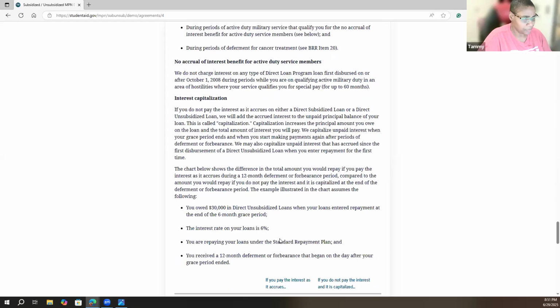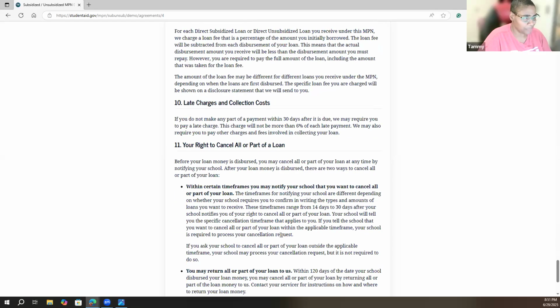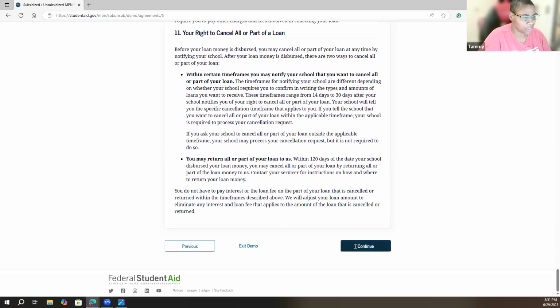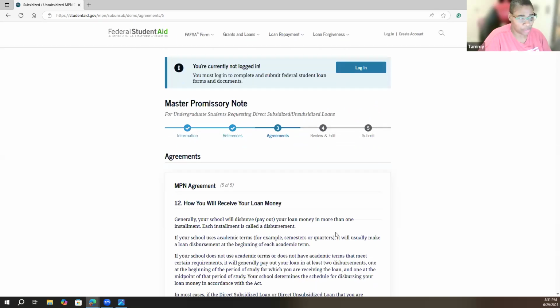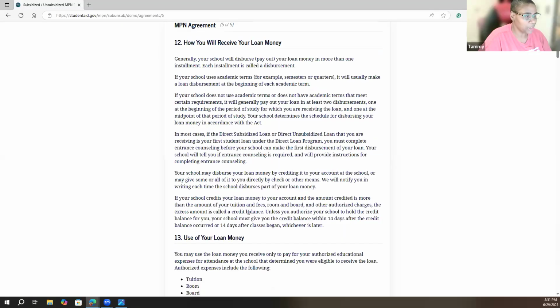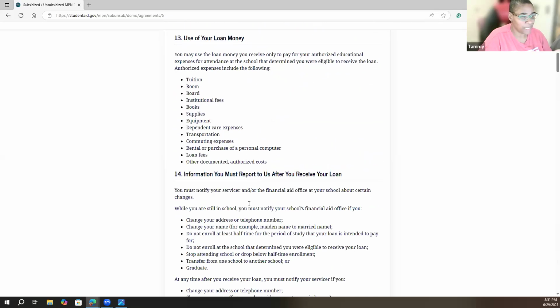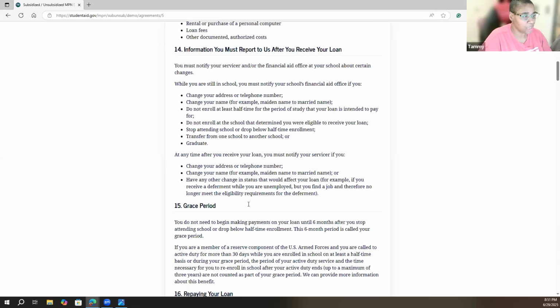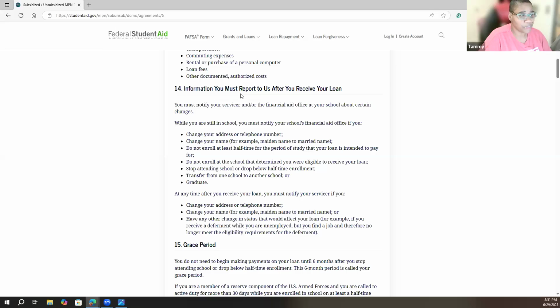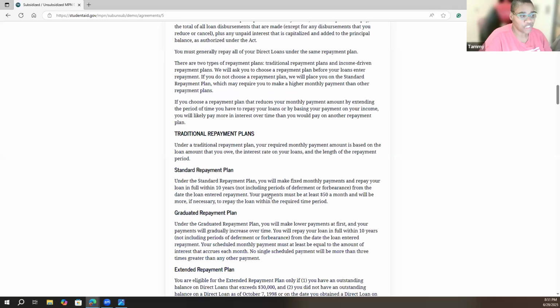But this talks about interest calculation, loan fees, all of the late charges, all of those things. It's important that you go read about them. But one thing too, as far as the master promissory note, this talks about how you receive your money, how you use the money, the information that you must report after you receive your loan, your grace period, things that you may want to know about.